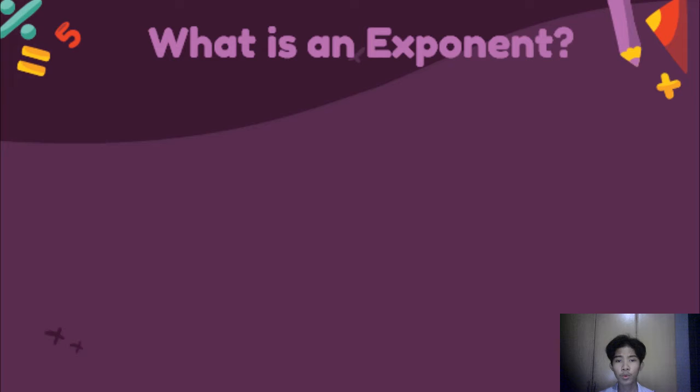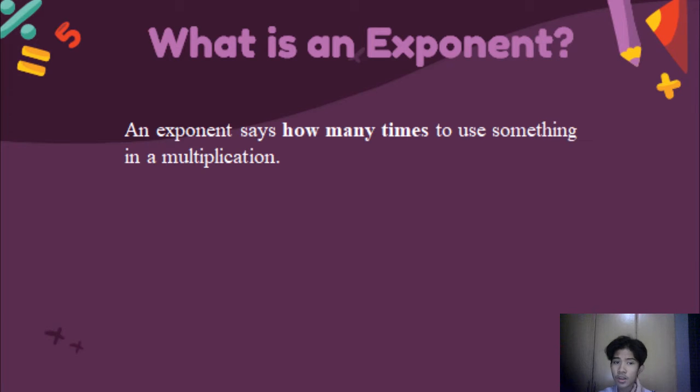Next is exponent. So exponent says how many times you use something in a multiplication and how many times you have to multiply itself by itself. For example is 3 squared. So since the exponent is 2, then we will multiply the base or the 3 to itself twice. So 3 times 3, so the answer will be 9.